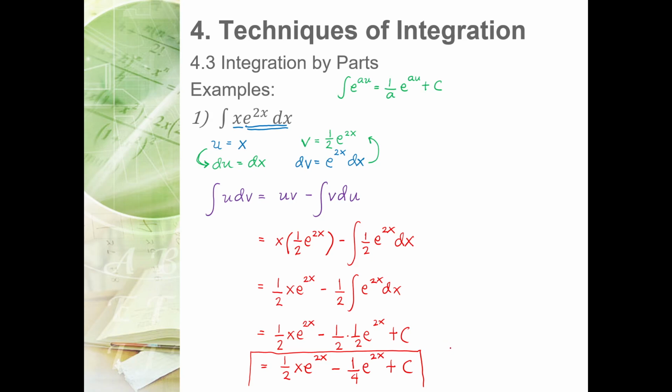So you can also represent it in this manner. You can factor out e to the power of 2x, and then you have 1/2 x minus 1/4, plus c. So it could also be in that manner. Okay, so do you have questions or clarifications so far?